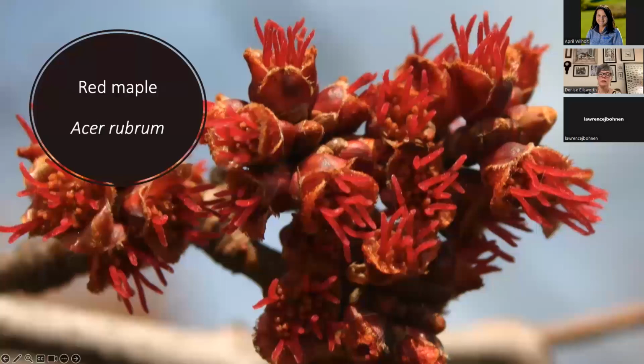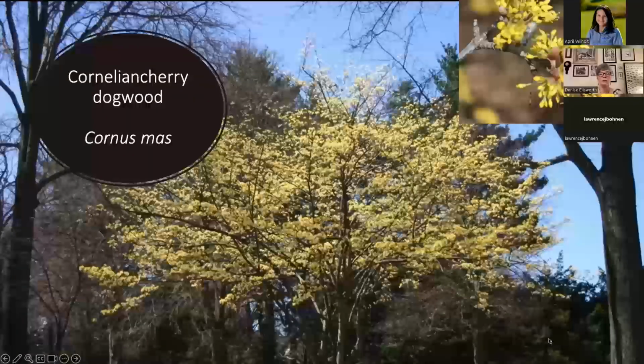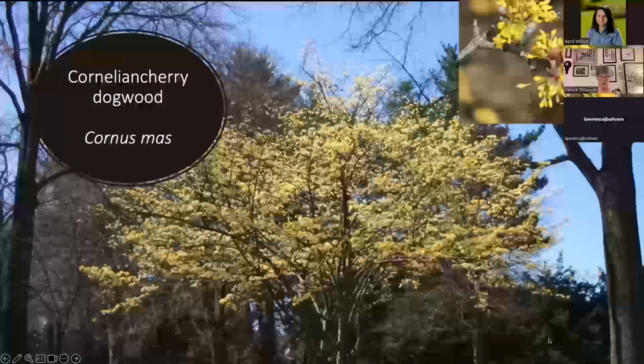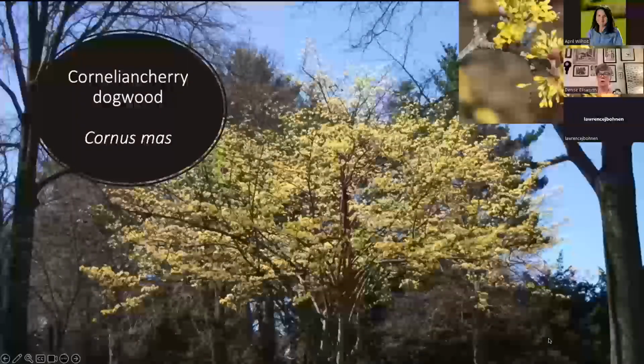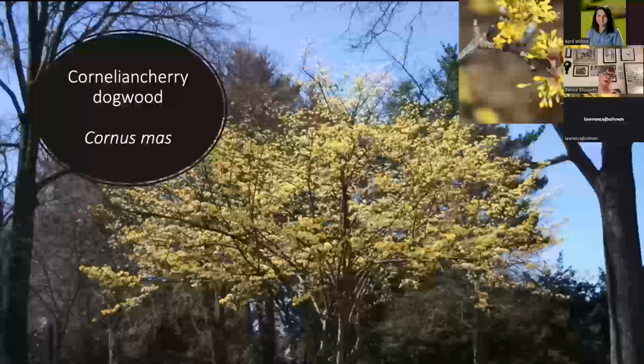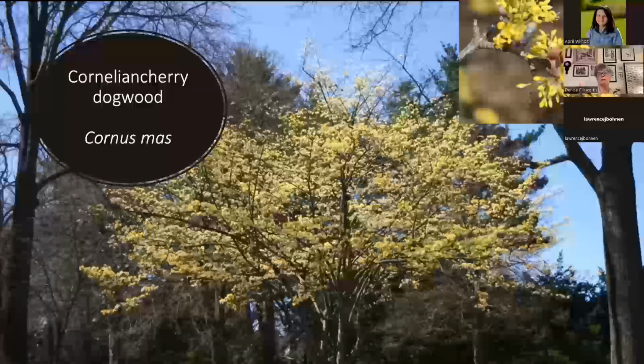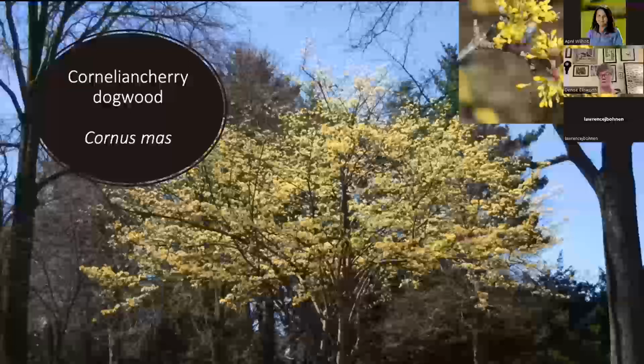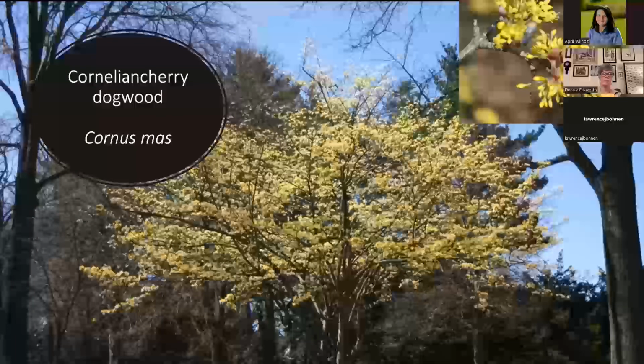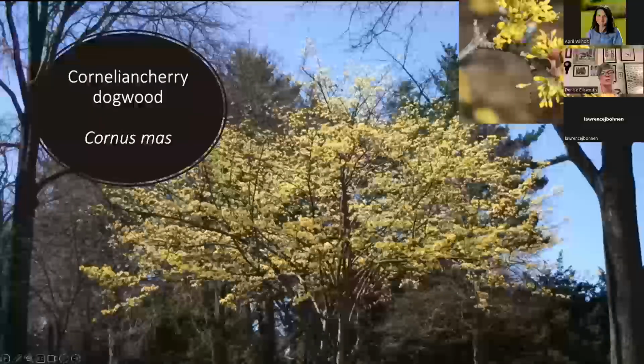Maple's really great early in the season. First our silver maple and then red maples, both a nectar and pollen source. Cornelian cherry dogwood is not a native tree, so I didn't mention this, but our calendar has only trees and shrubs. It has native and non-native plants. And just to reiterate, all the plants on the calendar are not pollinator forage plants, because it wasn't developed for pollinator forage.